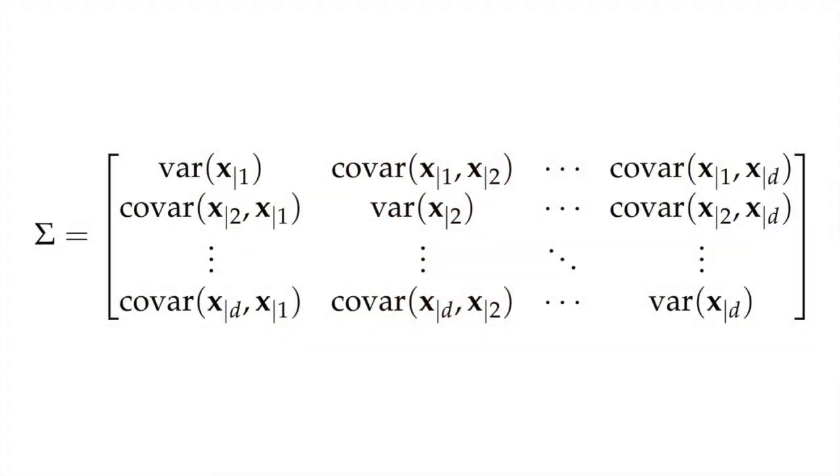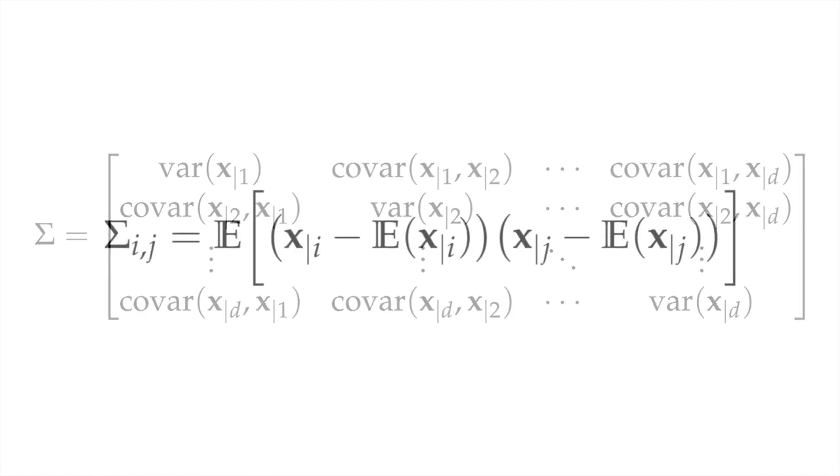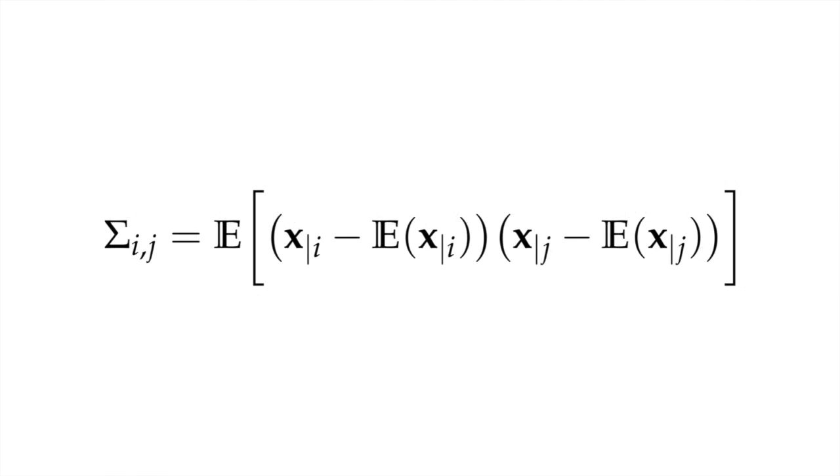So just to recap what the covariance matrix is, it's a D by D matrix which tabulates on the main diagonal the variance of each of the feature dimensions, and on the off-diagonal elements the pairwise covariances of different feature dimensions. So how much changes in one correlate with changes in another. This can also be expressed in terms of the expected values of the dimensions like this.